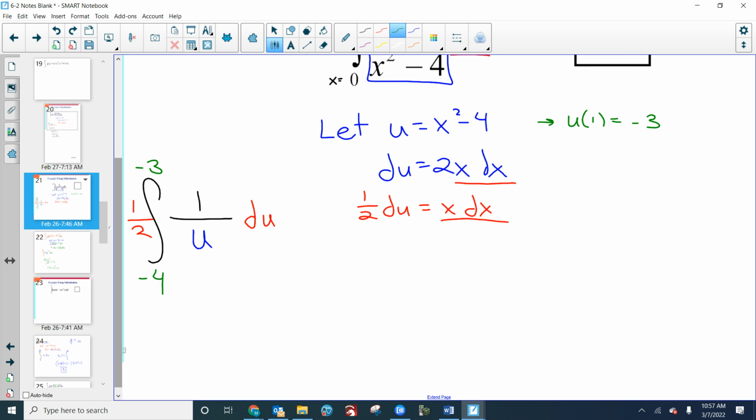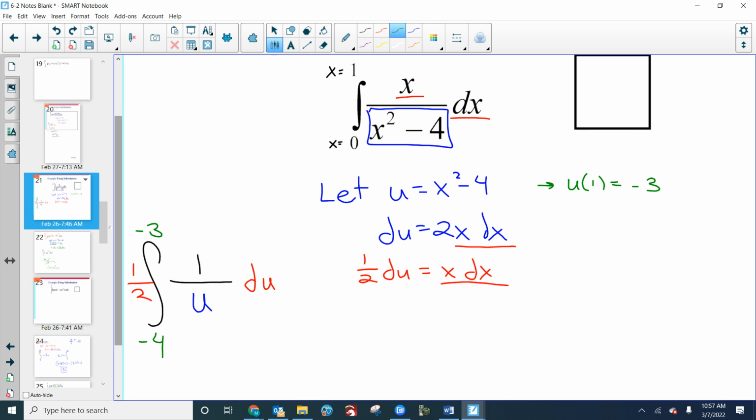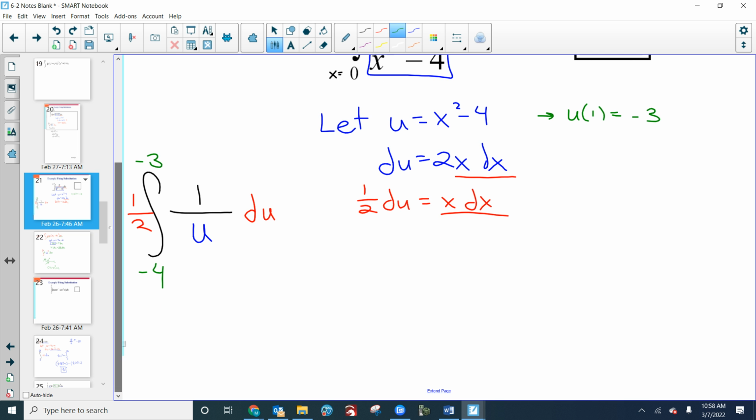I wish I had time to talk about this. This is a crazy process that still blows my mind. You're taking a function, x over x squared minus 4, and making it look entirely different. The graph of 1 over u looks entirely different. 1/2 times 1 over u. But what's the same? The area from 0 to 1 on this graph is the same as the area from -4 to -3 on this graph. Isn't that crazy? We're making equivalent areas, and we're just going to solve that one because it's easier. It's a crazy process. Here we go.